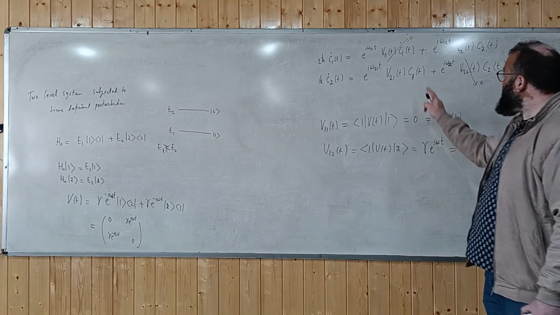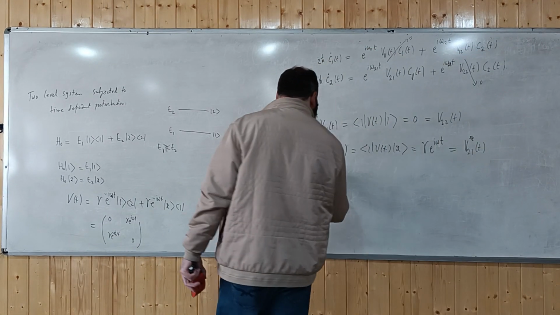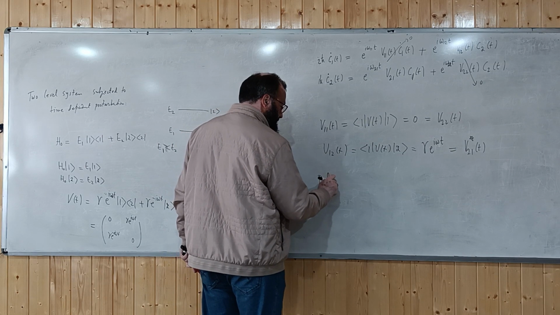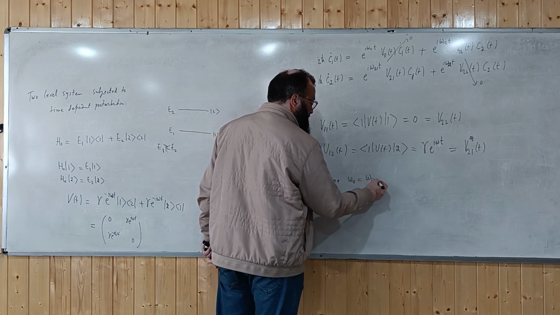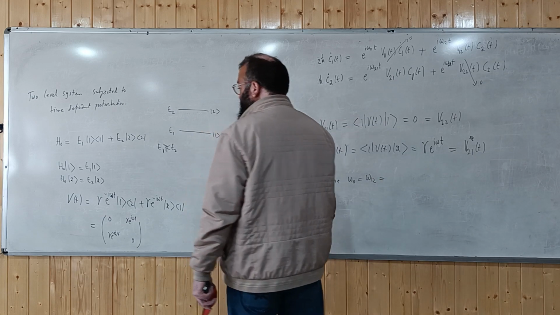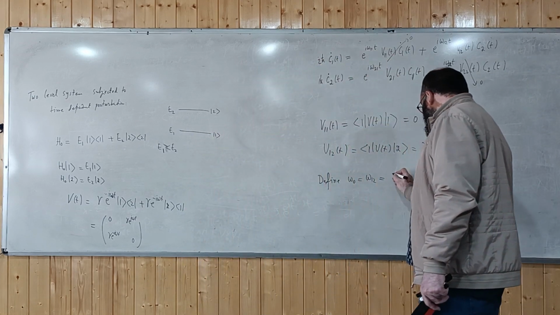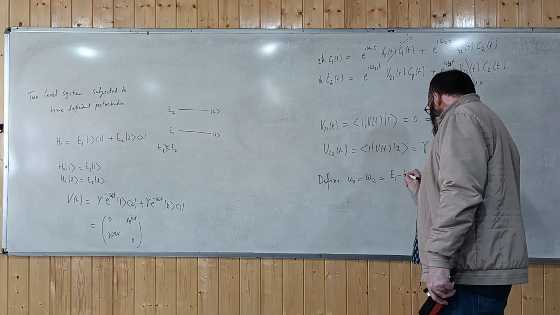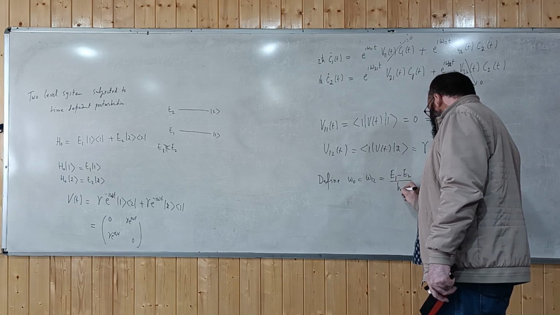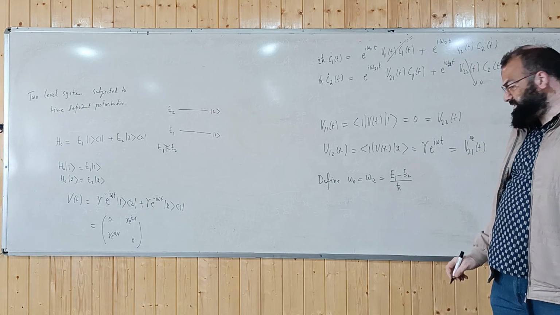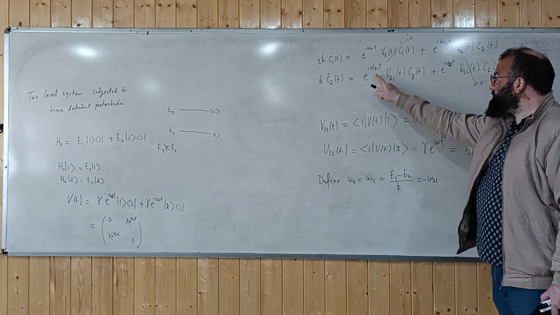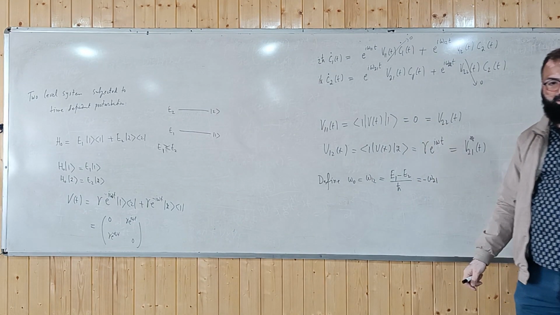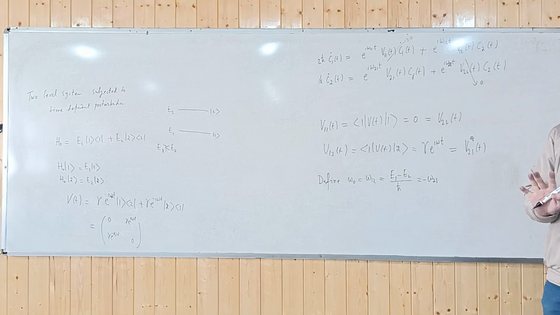So let's define omega naught equal to omega 12. So what is omega 12? Omega 12 is (E1 minus E2) divided by h bar. Clear? So that is actually equal to minus omega 21. So omega 21 will be simply the negative of that. Got it? Everybody?